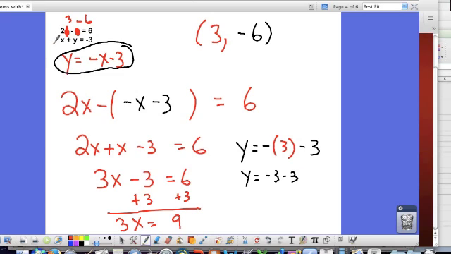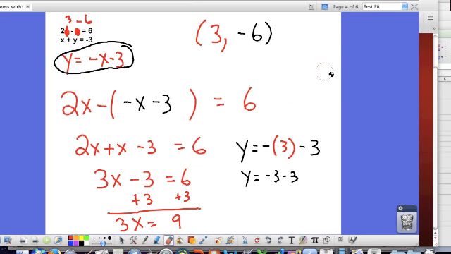Okay? 2 times 3 is 6. 6 minus negative 6 is not 6. I've done something wrong. So let's see if I can go back and figure out what I've done wrong. Since 6 plus 6 equals 12, that's not 6. That doesn't work.